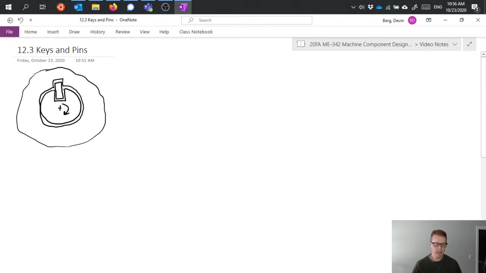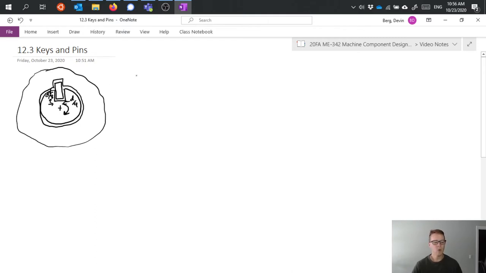Now, generally, the key is going to be 1/4 the diameter of the shaft in width. So the width of the key here is going to be D/4. And it's not drawn very well to scale on my picture here, but the height within the shaft of that keyway is going to be D/8, so 1/2 of that width.